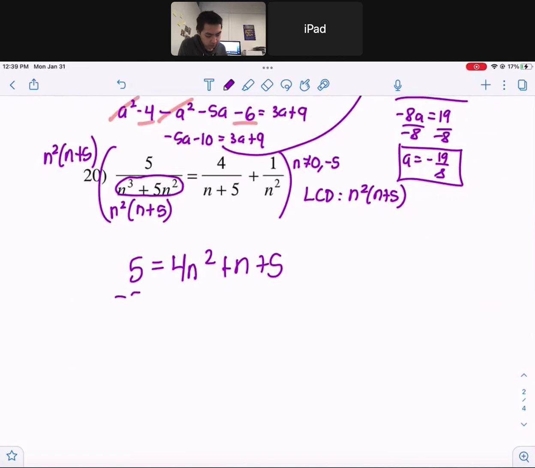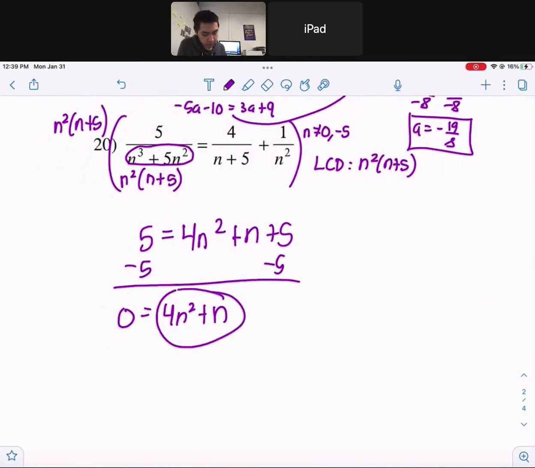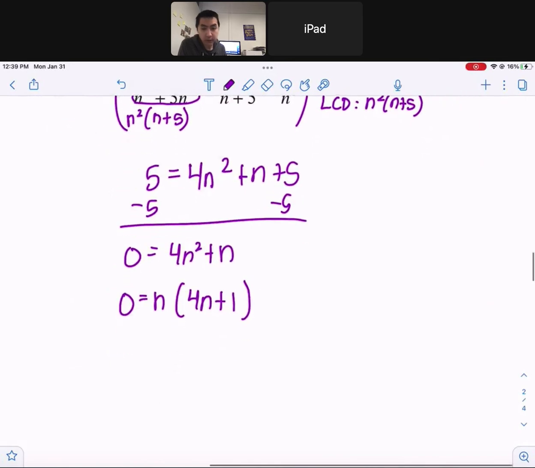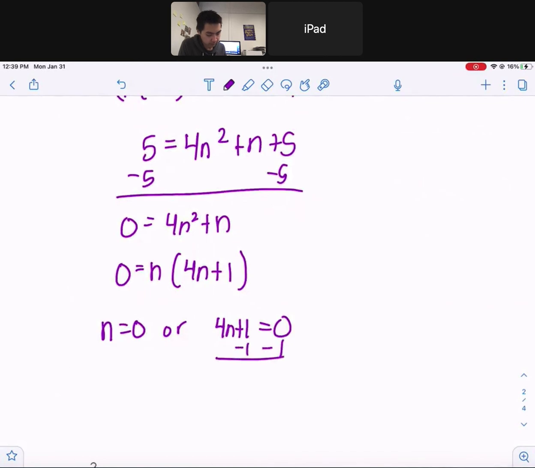So let's subtract 5. You guys get 0 equals 4n squared plus n. So something here, what you guys could do is you can factor out an n to get 4n plus 1. Now remember, we have factors. Now set both of them equal to 0. And then solve for n here. Subtract 1 from both sides, divide both sides by 4. N is equal to negative 1/4.